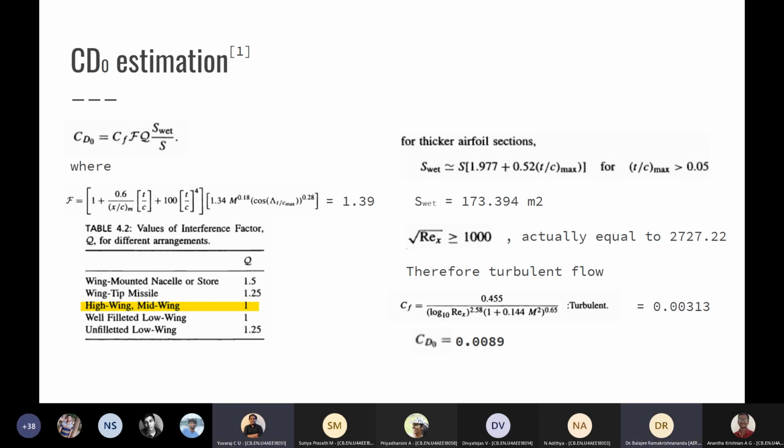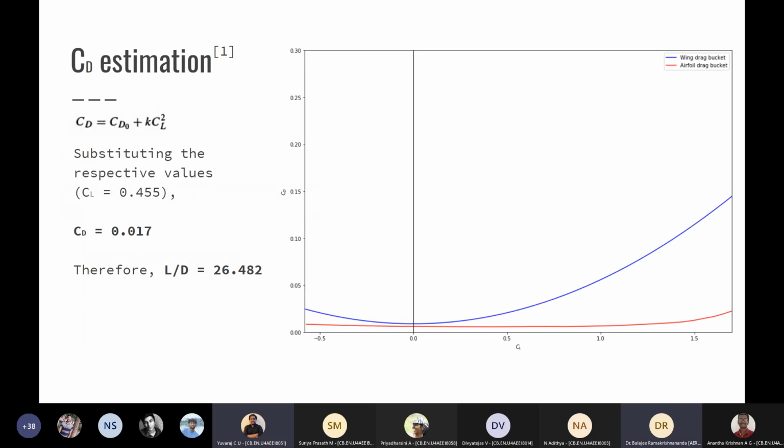Okay, got it. Good. Next one. No, it's okay. You're doing correct. Yeah. So with this CD, we found the CD naught value and substituted it for the CD estimation. With all the values that we had, we got 0.017, and therefore got the L by D as 26.4. Okay, good. Next one.